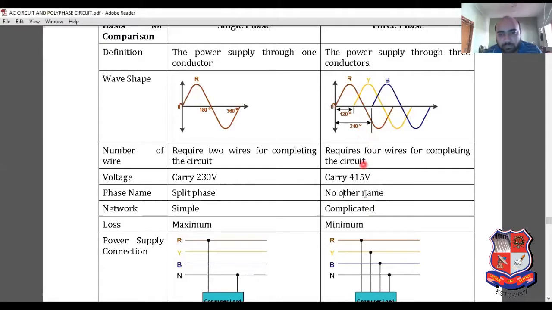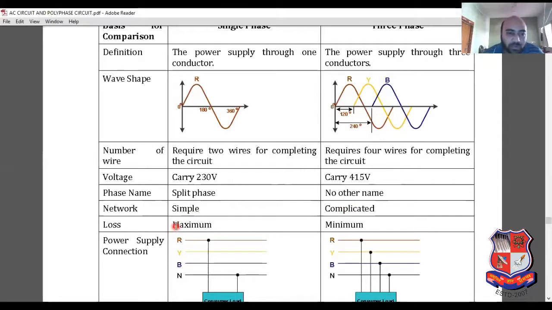Now in case of a three-phase circuit, the network is complicated. See, as your number of conductors is increasing, as your elements are increasing, obviously your system becomes complicated. So this is the most important point. Single phase circuit is simple and polyphase circuit is complicated.